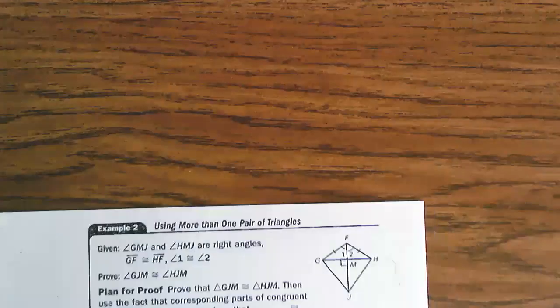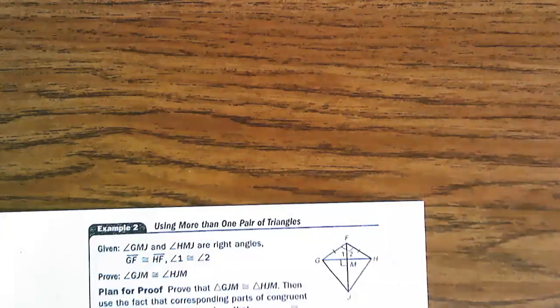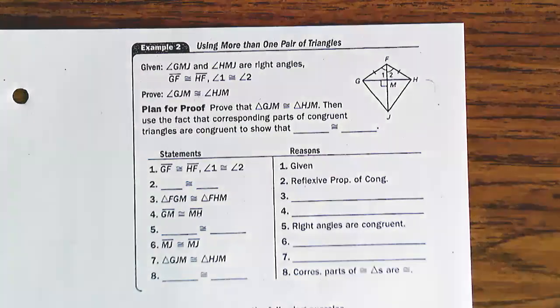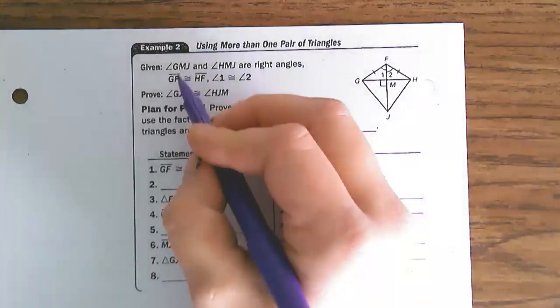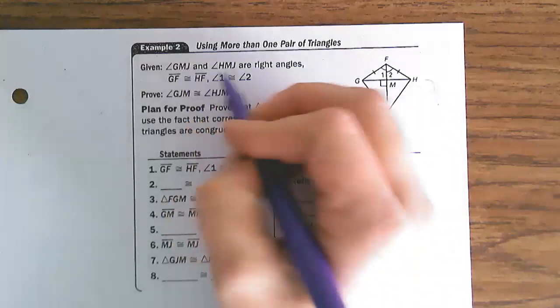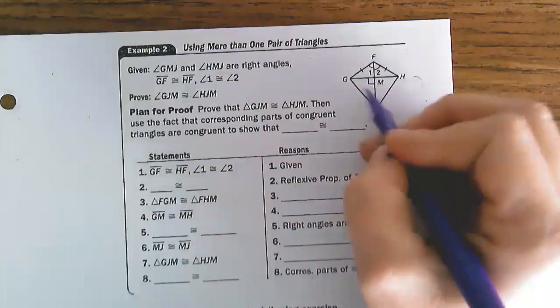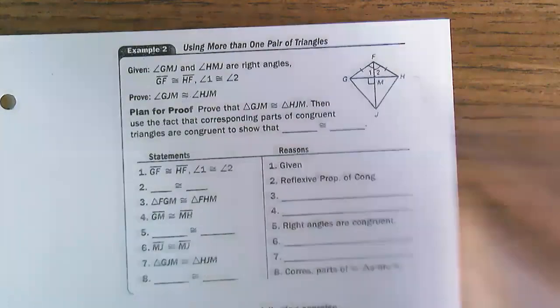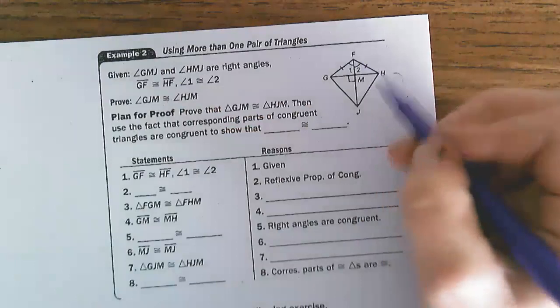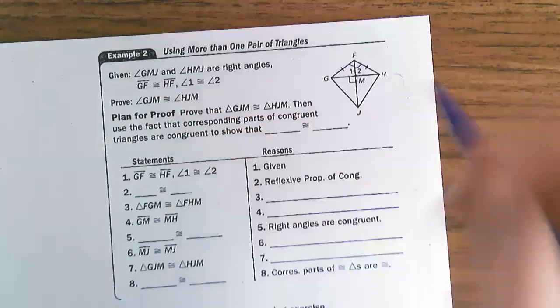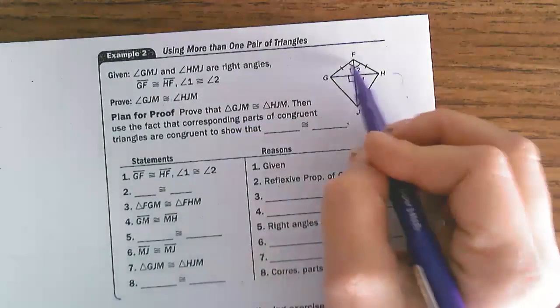Number 2, example 2. We're on page 98. Whoa, we are 98 pages into the notes. Okay, here's what we're given. Angle GMJ and angle HMJ are right angles. So GMJ, HMJ, those are right angles. GF is congruent to HF. That's already marked. And angle 1 and angle 2 are congruent. Those are the top 2.